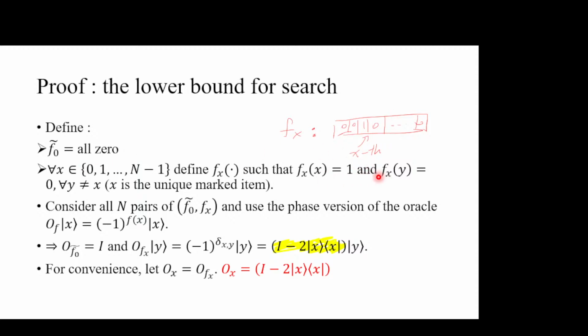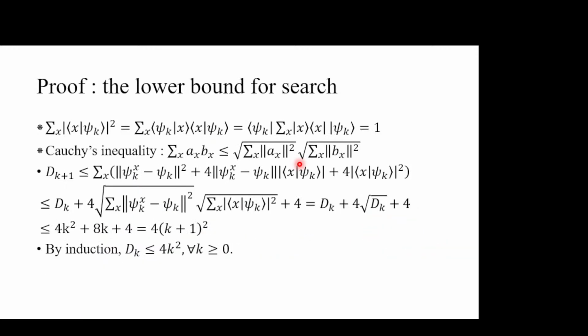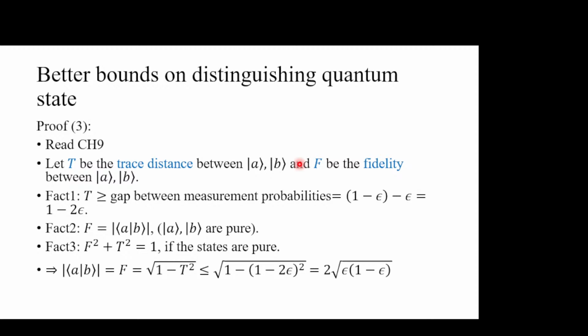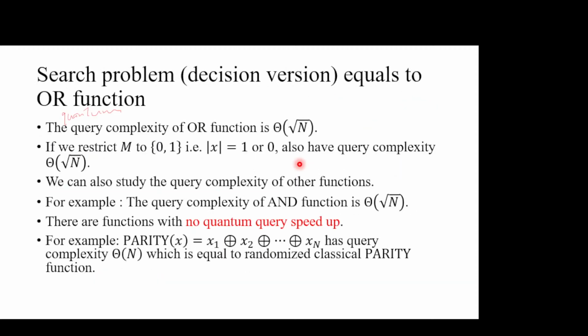So we found out that even if we just restrict the input to having a single 1 somewhere, a unique marked item is still very hard to distinguish. This slightly restricted problem is still pretty hard. It still requires square root of N queries to do. So that's about the query complexity of the OR function.